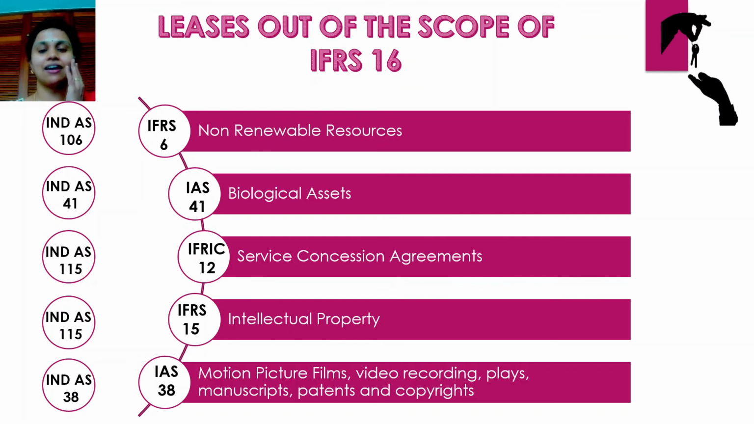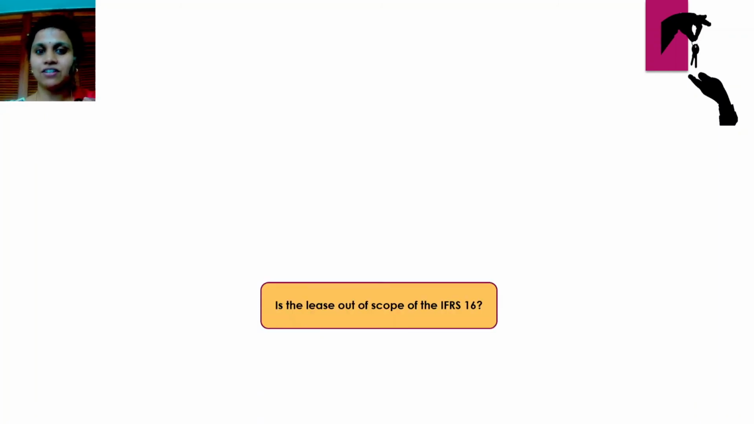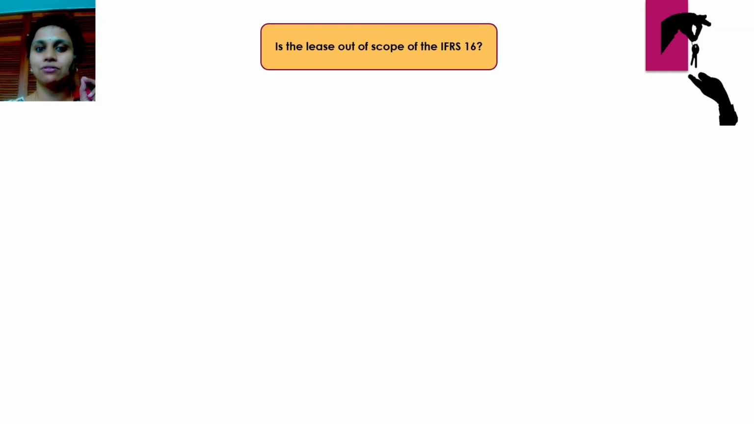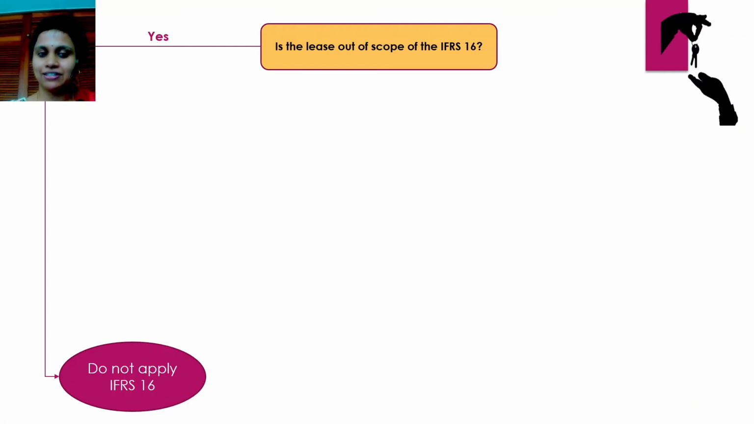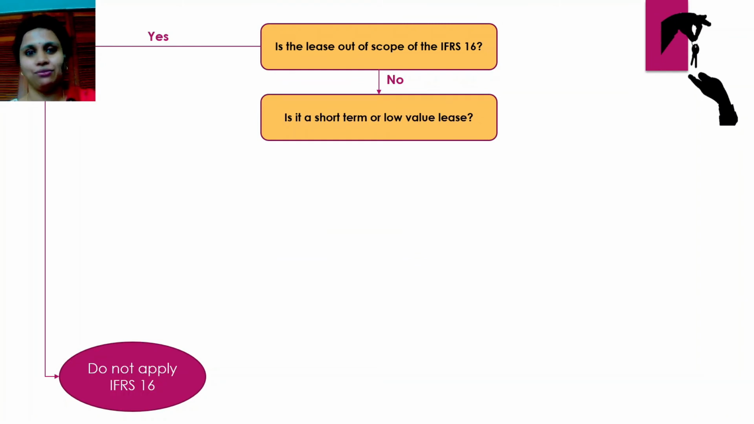So, these are the leases that are under the scope of other standards and excluded from the scope of IFRS 16. So, that brings me to the end of all the topics that I want to cover. I want to do a quick recap of all of this that we have covered. If you as a lessee need to assess whether IFRS 16 is applicable or not, first thing you check is, is the lease out of the scope of IFRS 16? If yes, then you do not apply IFRS 16. If no, you check if it is a short term or a low value lease.